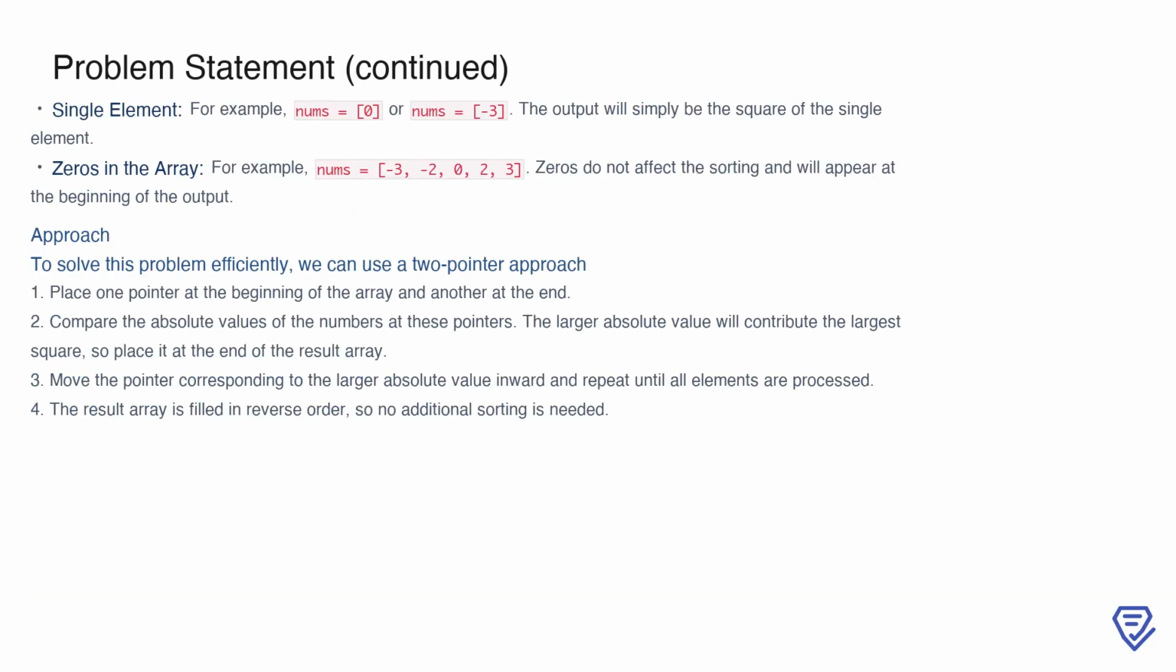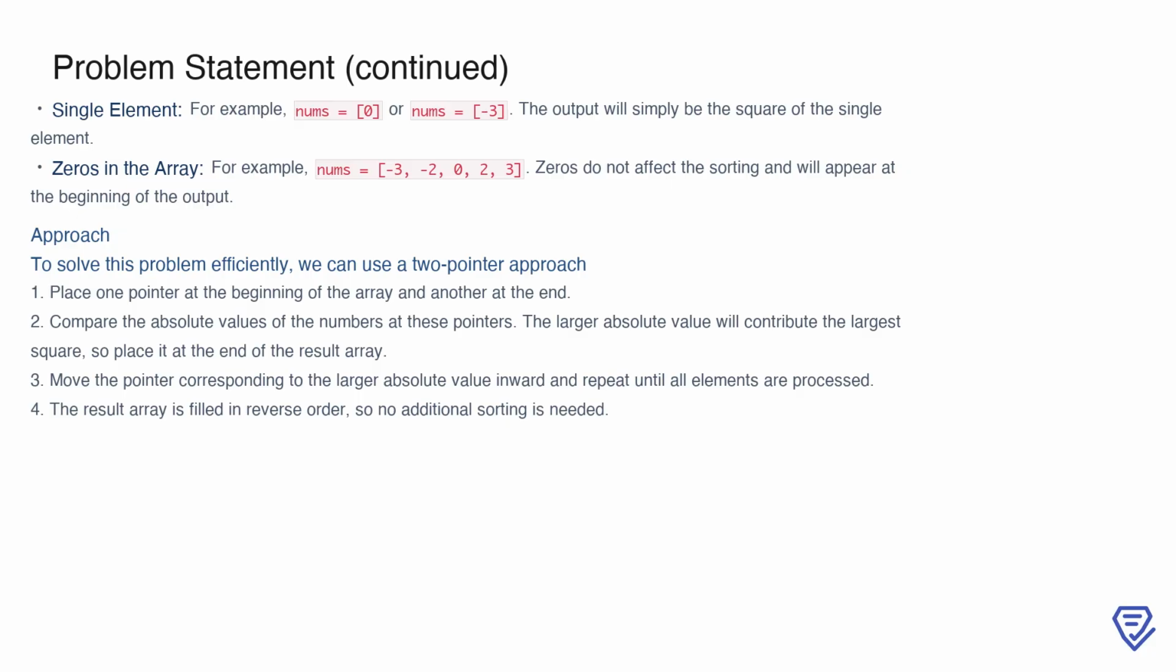Finally, let's discuss a few more edge cases and an efficient approach to solve the problem. Arrays with a single element, such as 0 or -3, are straightforward since squaring the single number directly gives the output. Arrays with zeros, like -3, -2, 0, 2, 3, will include the 0 in the output, and it naturally appears at the beginning after sorting.